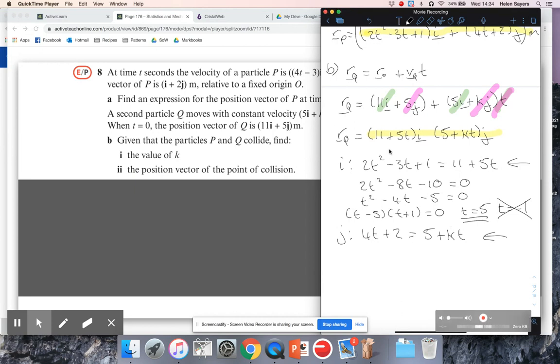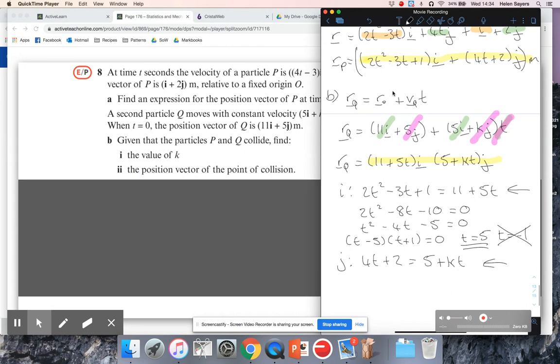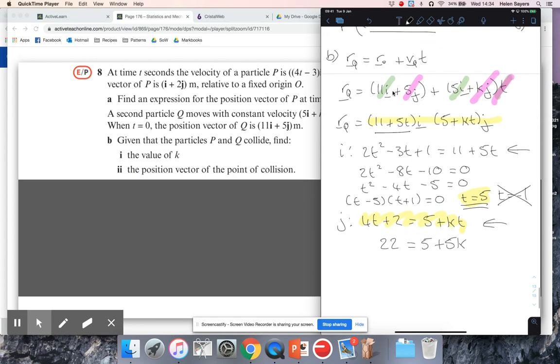So at 5 seconds, that's when they're at the same i position vector. So they must also be at the same j position vector. So I'm going to use t is 5 in this, and that will let me find k. So if t is 5, that left-hand side is 22, that right-hand side is 5 plus 5k, so 17 is 5k, so k is 17 over 5.